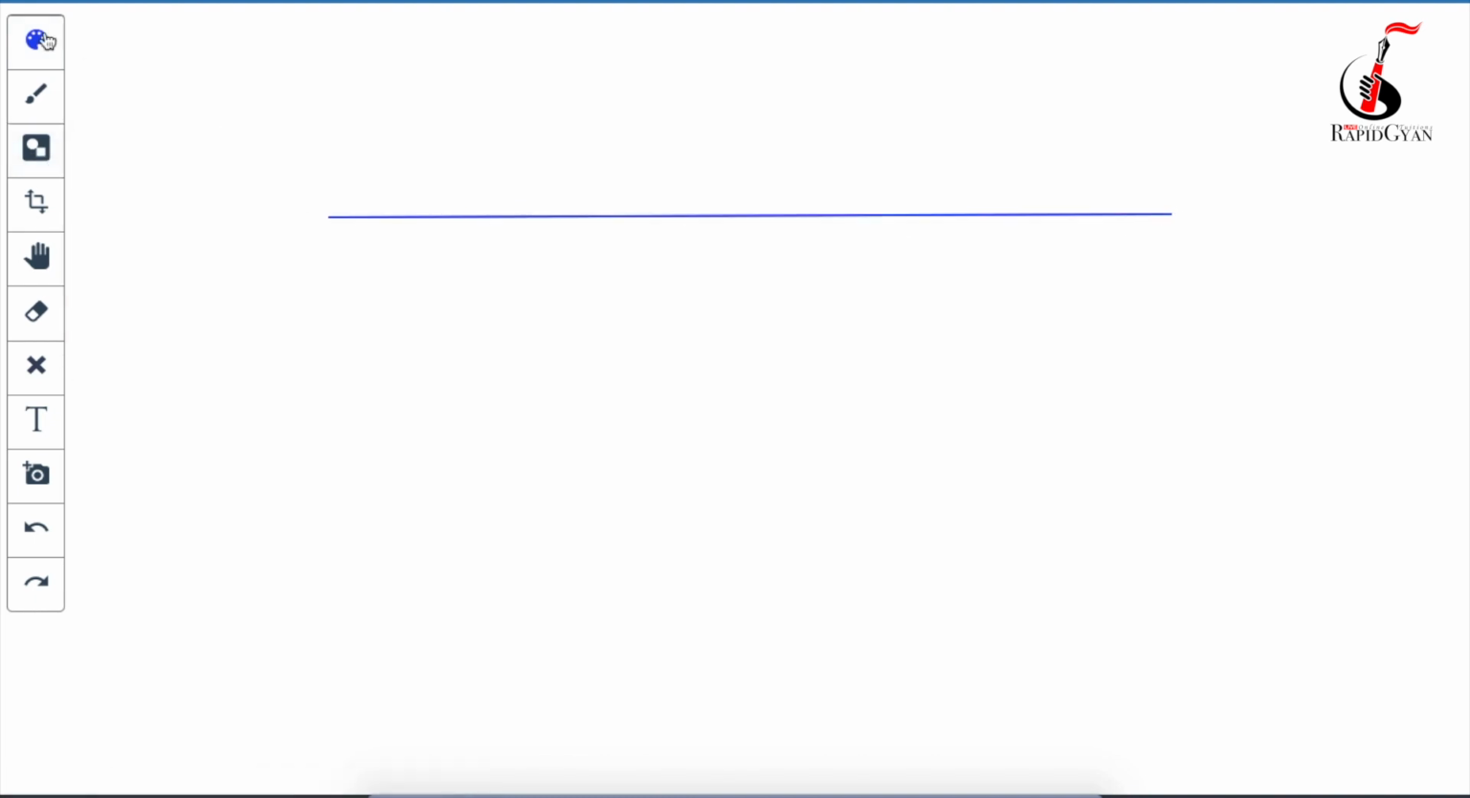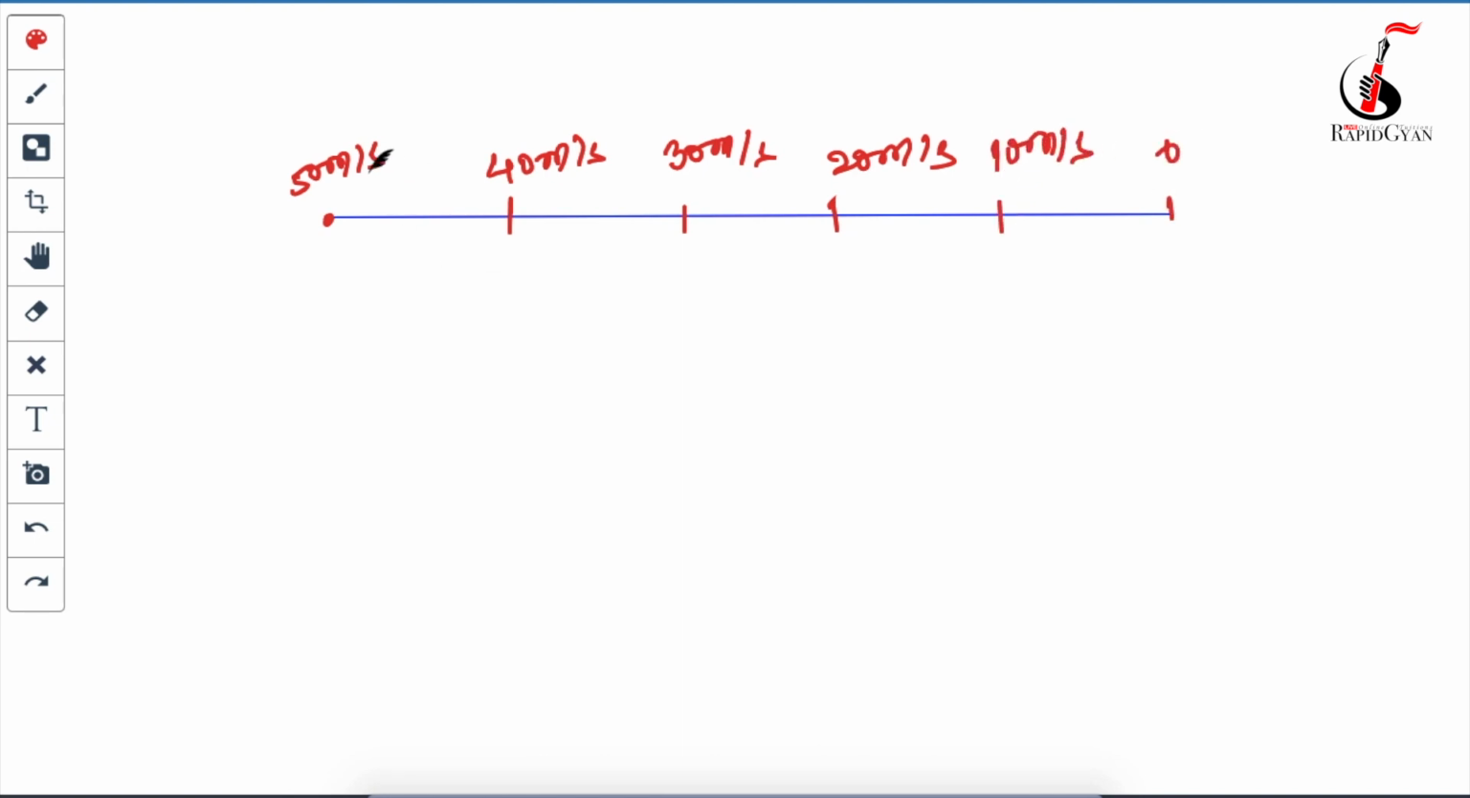Okay, suppose you are going from here to here, and initially your speed was 50 meter per second, then after 5 minutes it became 40 meter per second, then after 5 minutes it became 30 meter per second, then after 5 minutes it's 20 meter per second, after 5 minutes it's become 10 meter per second, and then it becomes 0. So here also there is a change in velocity. So this is also called rate of change of velocity, correct?